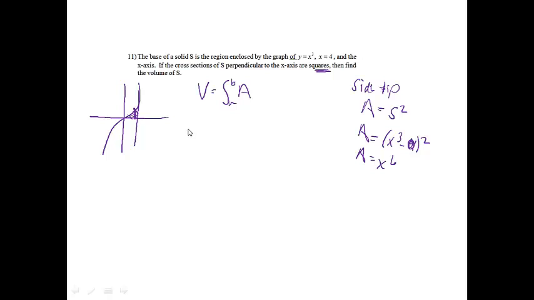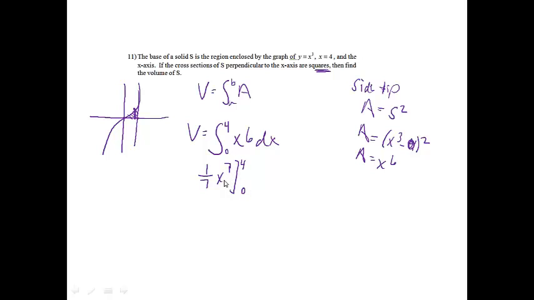So I know my area is x to the 6th, so my volume is going to equal an x value to an x value. It will go from 0 to 4, and then my area is x to the 6th dx. From here, I'm going to go ahead and take the integral. The integral of x to the 6th will be 1/7 x to the 7th. I'll get to evaluate it at 4 and 0.